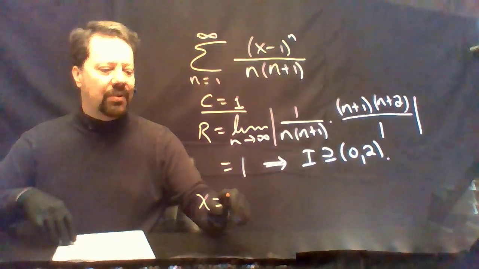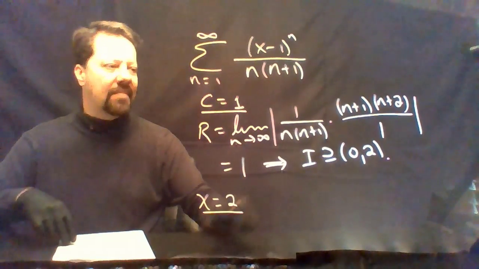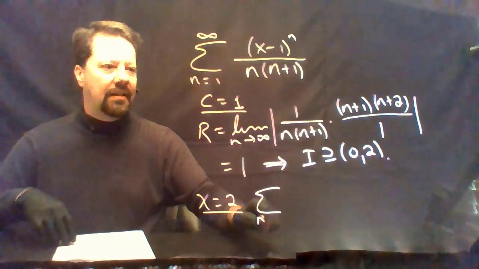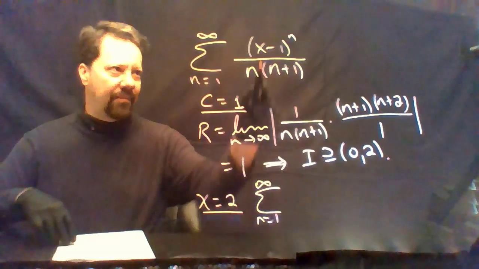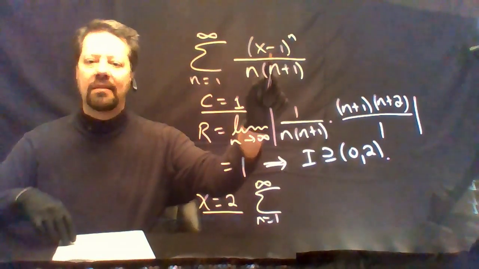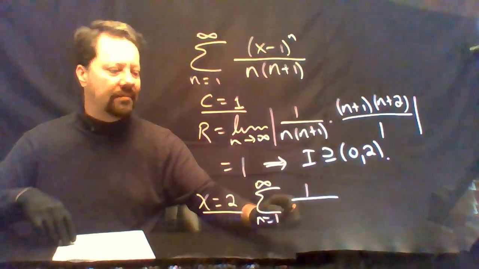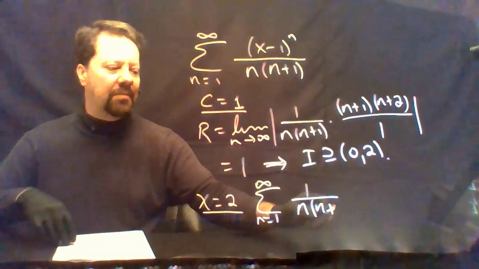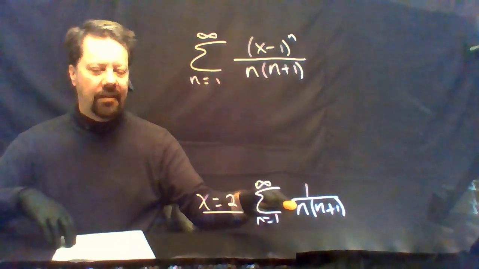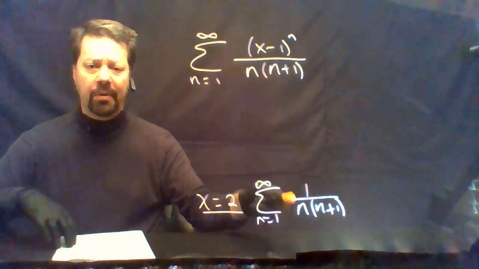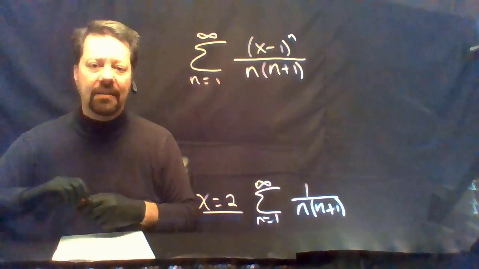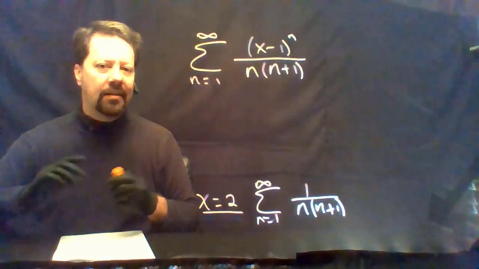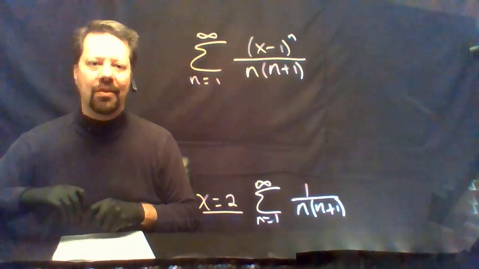At x equals 2, we have the sum as n goes from 1 to infinity. 2 minus 1 is 1. 1 to the n is still 1. n times n plus 1. This series behaves like a p-series with p equals 2. It behaves like 1 over n squared. We need the limit comparison test in order to make that comparison.